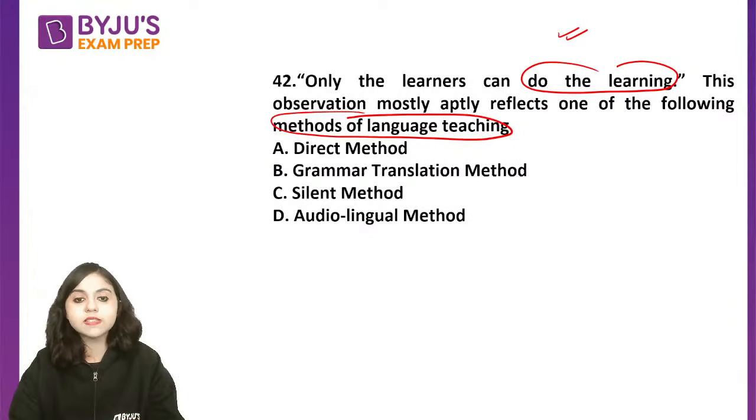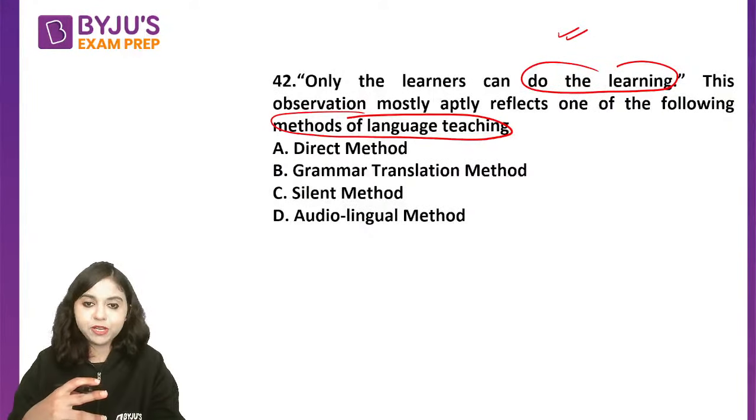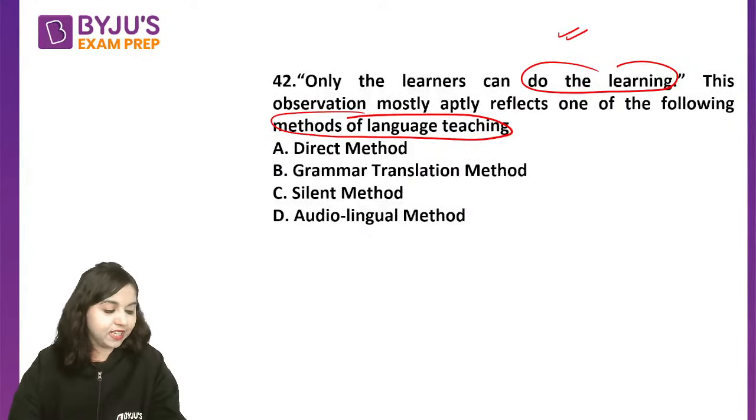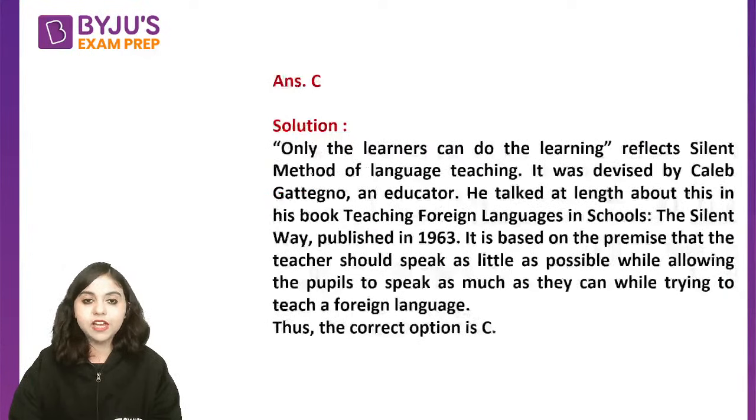So only the learners can do the learning. They themselves are responsible for it. Sharmila has got the right answer, or was it for the previous one? Yes, Vahida, absolutely right. It is the silent method. They will do it themselves. We are giving them autonomy. They'll do it themselves altogether.